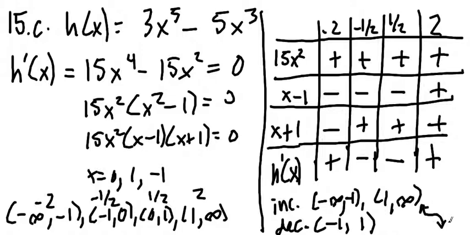Something like that. Anyways. All right, this also tells us from the first derivative test where we have local maximums and minimums. The function changes from positive to negative at negative 1, so we have a local max, and from negative to positive at 1, so we have a local minimum.